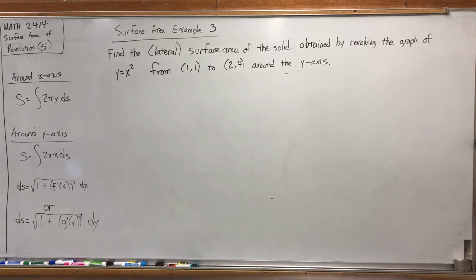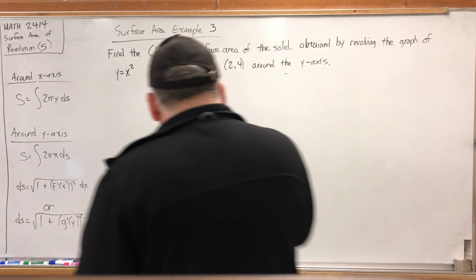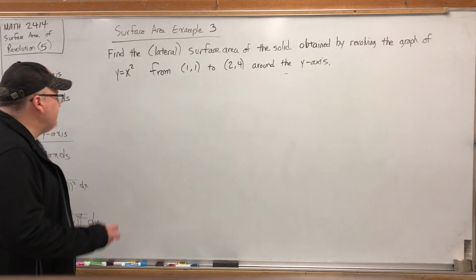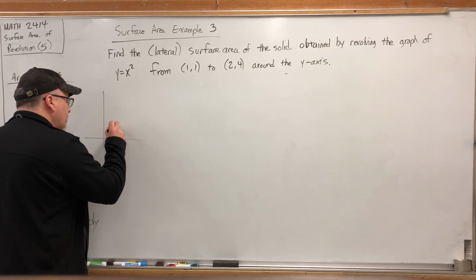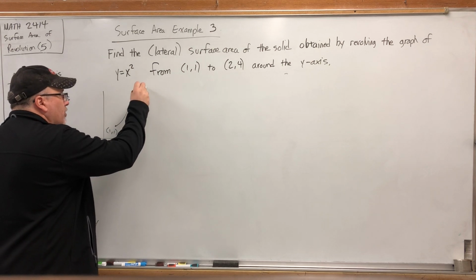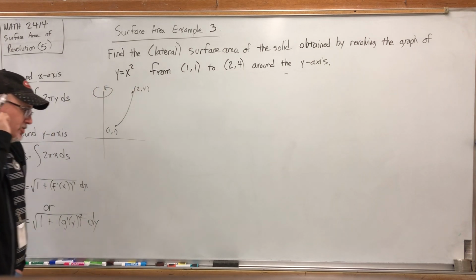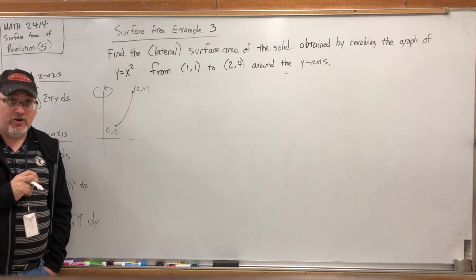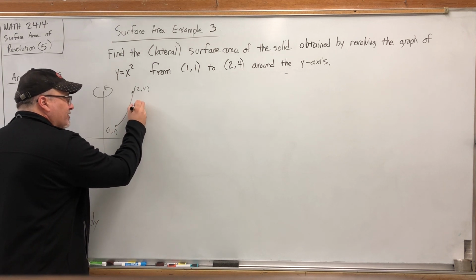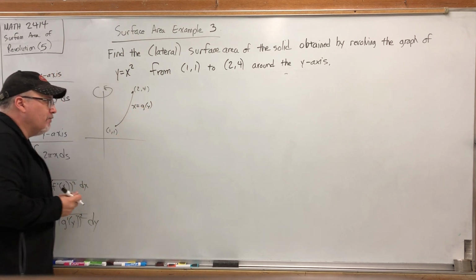To find the lateral surface area of the solid obtained by revolving the graph of y equals x squared from the point 1, 1 to the point 2, 4 around the y-axis. But the reason I set up the exact same problem is following through on a thought that I had at the end of the previous video. That this curve from 1, 1 to 2, 4, which is being rotated around the y-axis, can be viewed as a function of y because it passes the horizontal line test. In other words, I can think of this as x equals g of y, so some function of y.